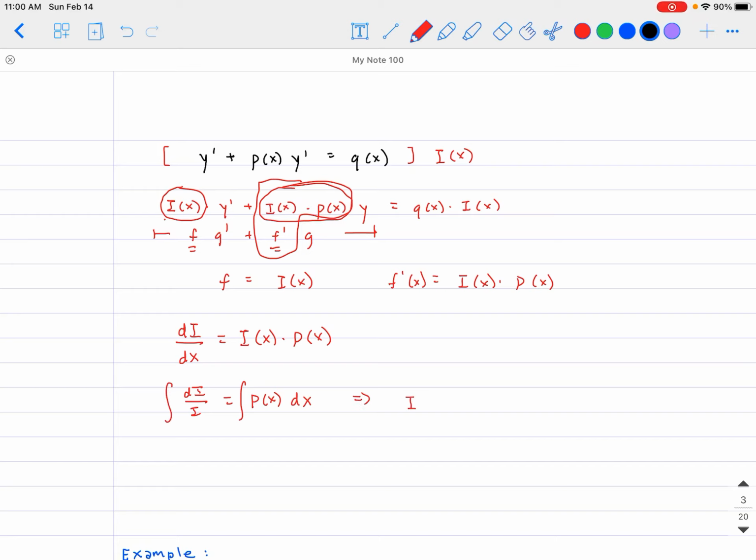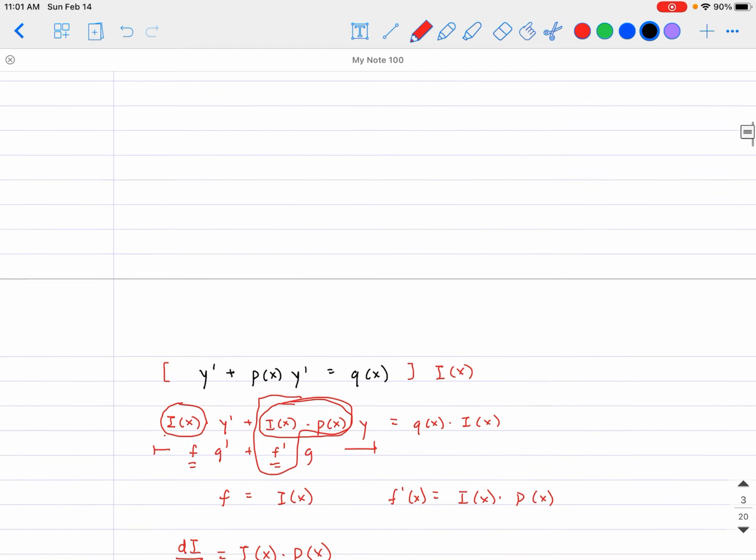On the right-hand side, that's the integral of p of x dx, and on the left-hand side, that's the ln of I of x. Now in order to get I all by itself, I is equal to e to the integral of p of x dx. And that right there is going to be my integrating factor. That is what I'm going to multiply to both sides.